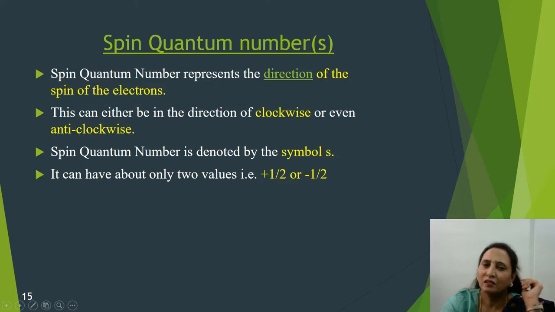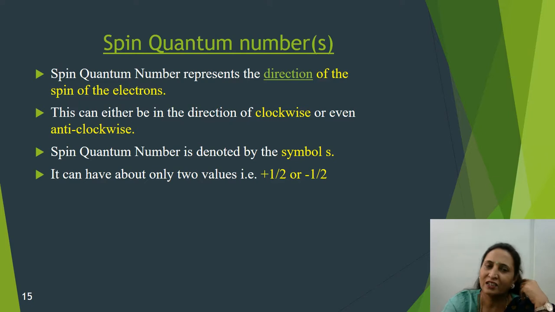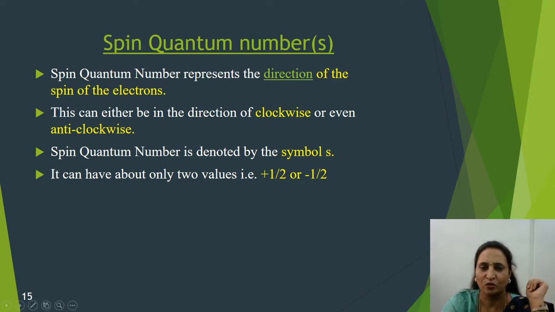Now the last quantum number is the spin quantum number, denoted by the small letter s. The name indicates that this is related to spinning motion. Here the electron has two motions: one, it revolves around the nucleus, and second, it spins around itself. So there is axial motion, that is revolving around the nucleus, and its own spinning motion. So there are 2 motions.